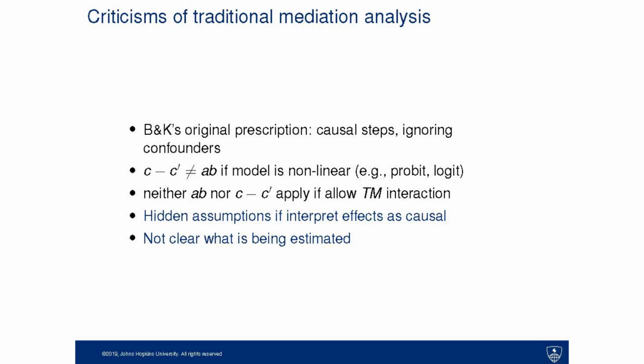But basically, the whole Baron and Kenny approach is incredibly popular, as you'll see, in psychology and psychiatry, but it ignores confounding pretty much. There's one paper that they wrote where they do acknowledge confounding, but all of the applications since then ignore it. There's this embedded assumption that there's no treatment by mediator interaction in most of the approaches. There are these hidden assumptions if you really want to interpret things as causal, and again, it's not clear what's being estimated.